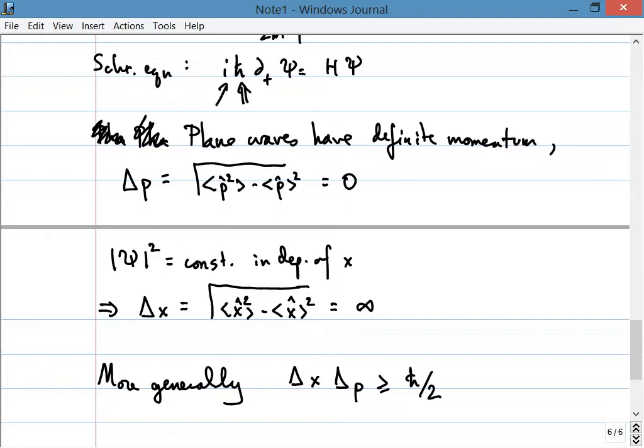What I would, however, like to discuss is exactly what property it is of the observables x and p that lead to this uncertainty relation. But before I do so, let me pause and see if there are any questions.